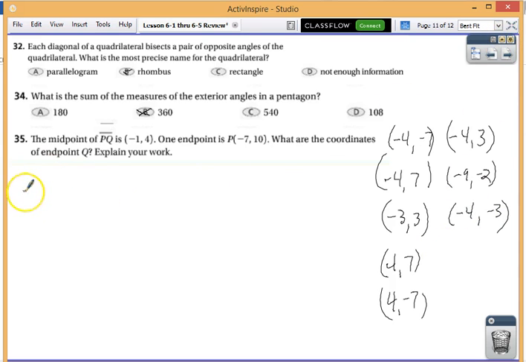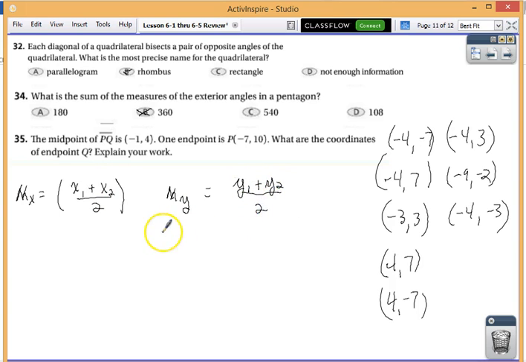So the midpoint formula is found by an x-coordinate midpoint and a y-coordinate midpoint. Each of those midpoints is found by adding the two x values and dividing by 2, or adding the two y values and dividing by 2. In this case, we start out with a midpoint, so we're not discovering what mx and my are. We've already got them. So I'm going to put a -1 here, and I'm going to put a 4 here.